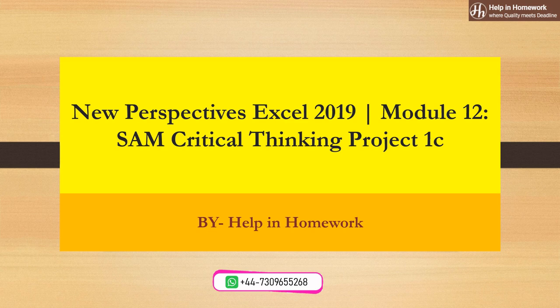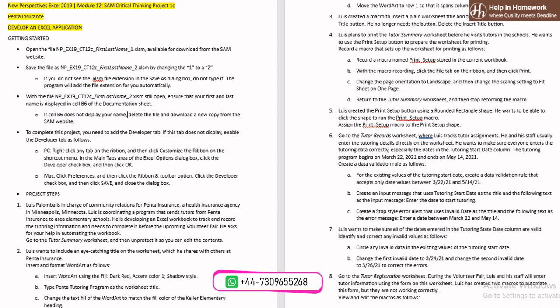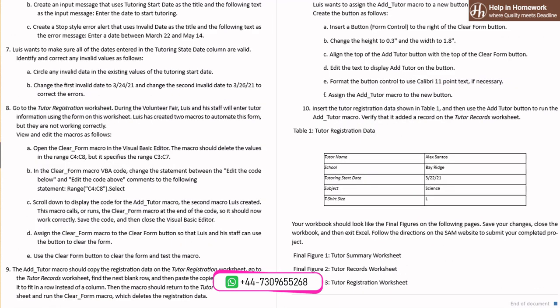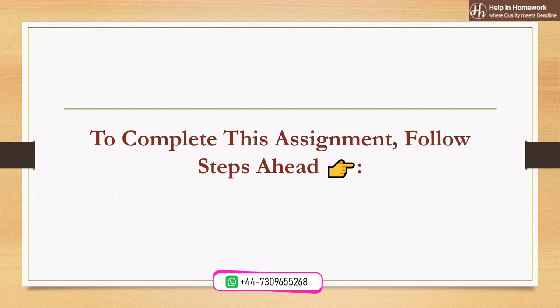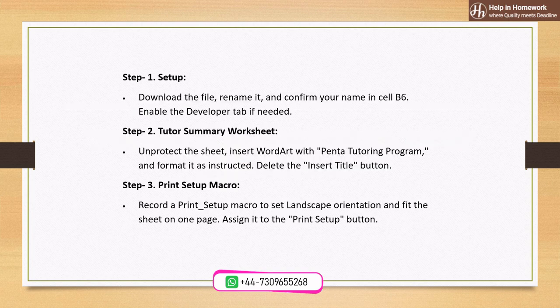We recently received a request from one of our customers for assistance with the New Perspectives Excel 2019 Module 12 SAM Critical Thinking Project 1C. Our client provided some file attachments, which you can see on your screen, with full instructions to understand the problem. To complete this assignment, follow the steps ahead. Here's a summarized solution process for each problem.